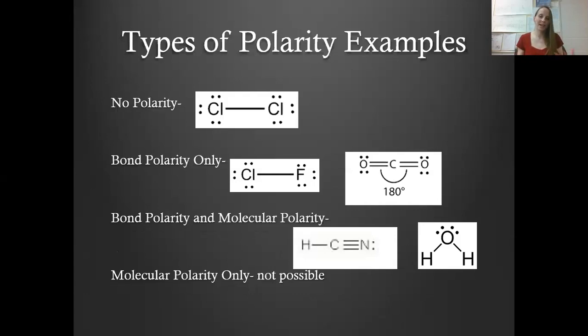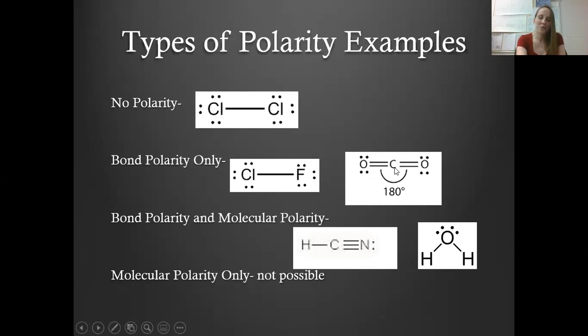Okay, so these are examples of the different types of polarity. The only time you will have no polarity at all, so not bond polarity or molecular polarity, is if the atoms that are attached to each other are the same element. So like a chlorine attached to a chlorine or an oxygen attached to an oxygen. This example should be the one underneath it. Ignore this chlorine bonded to a fluorine. This over here is a good example.